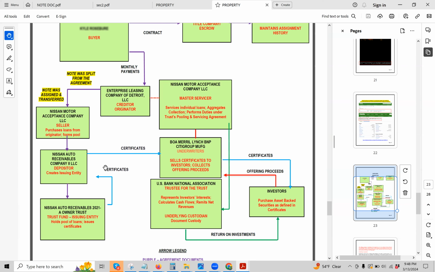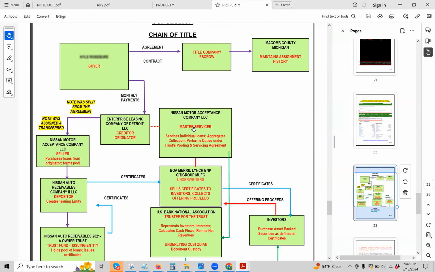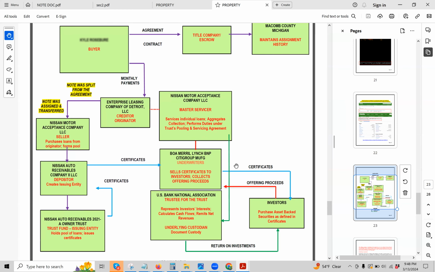In this example, for example purposes, you have a splitting of the note from the agreement, and then the note is assigned and transferred. That's very important, key information as it relates to the flow of the debt and to the securitization. As you can see, there's a lot going on here as far as the flow, with the graphs and how the process works.